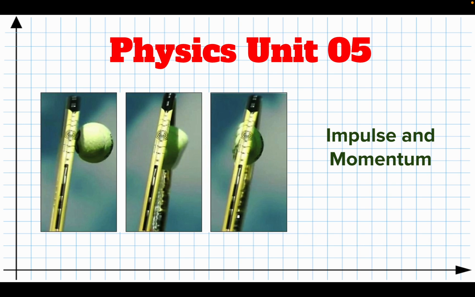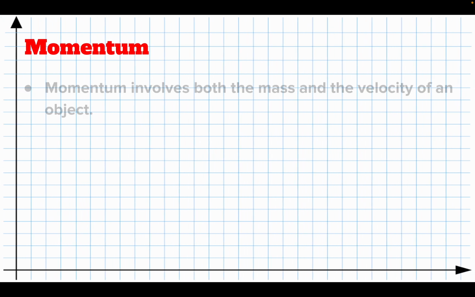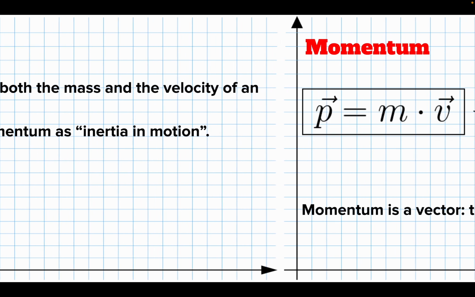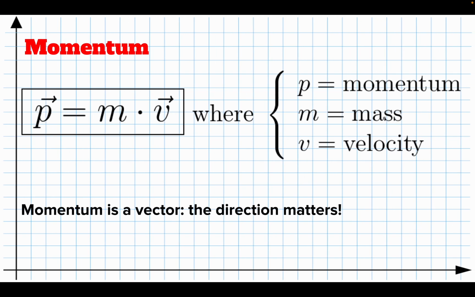So today we want to look at the idea of impulse and momentum. Quick review: momentum involves mass and velocity, and we can think of momentum as inertia in motion. We calculate the momentum by taking the mass and multiplying it by the velocity. This little arrow on top of the velocity reminds us it's a vector, which means the direction matters. We have to worry about which way it's going. And therefore, because velocity is a vector, momentum is a vector.